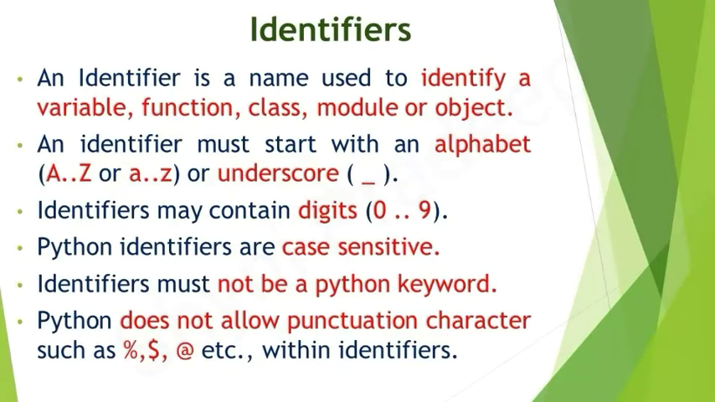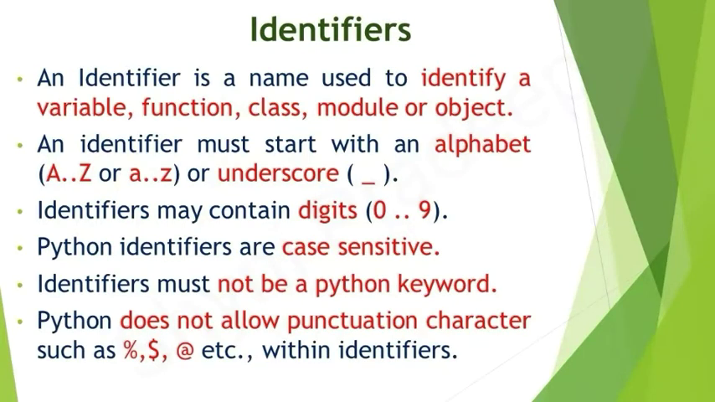So what do you mean by case sensitive? Case sensitive means uppercase and lowercase letters are distinct, which means capital letter A and small letter a. These two are different, not same. So this is one identifier name. This is another identifier name. So these two are not same. For example, Python: here uppercase P is given, here lowercase p is given. So these two are different. So Python identifiers are case sensitive.